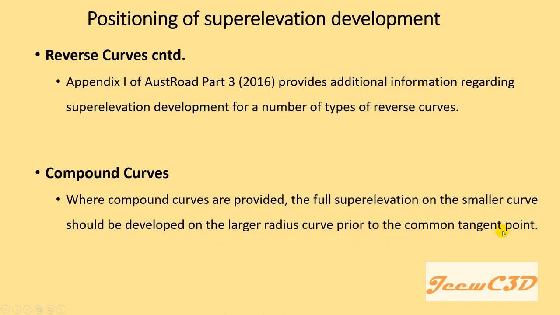So at a compound curve, the super elevation for the smaller curve will be higher, so that should be developed on the larger radius curve prior to the common tangent point. That means if there is a common tangent point, super elevation development should occur before the smaller radius curve. That means it should be fully within the large radius curve. So that is what is being said here.